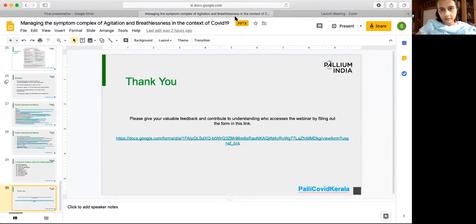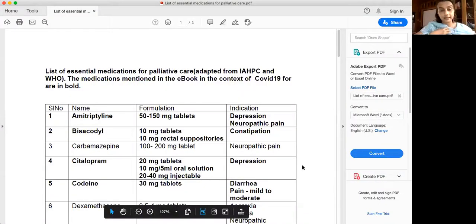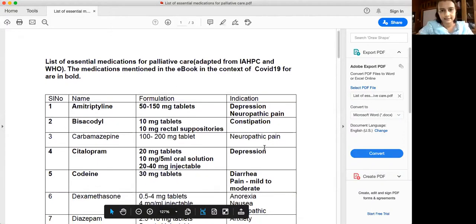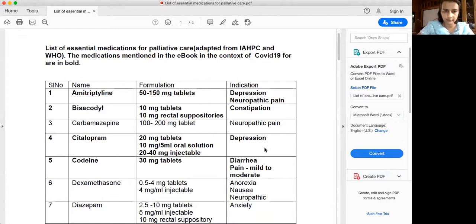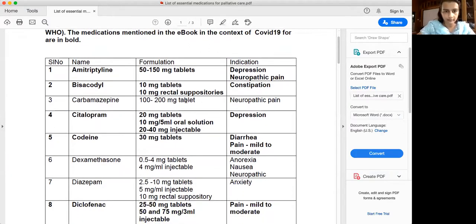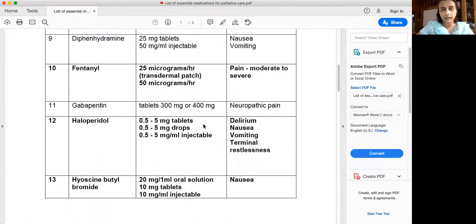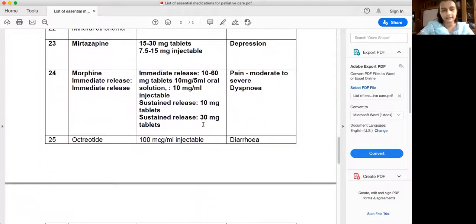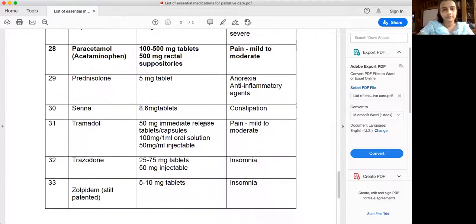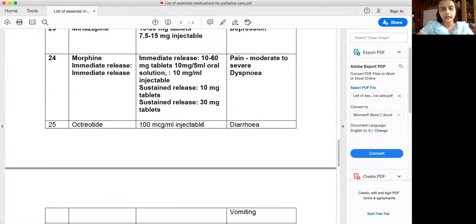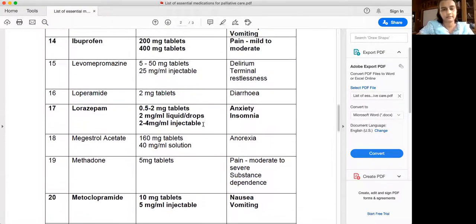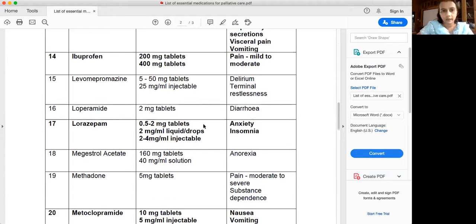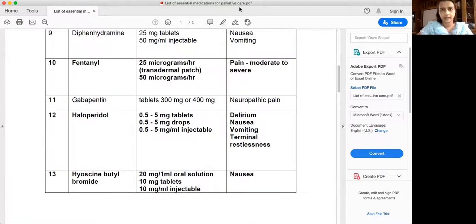Before I end, I would like to show you one more. As I mentioned, the ebook is in the second stage of revision. So we'll be adding something called the list of essential medications for palliative care. Now, this will be added to the next version of the ebook. So this is in the process, and all the medications in the ebook are in bold. So as I mentioned, the important medications needed for managing the symptom complex of breathlessness and agitation would be morphine, midazolam, so benzodiazepine, lorazepam, and haloperidol. So we're giving this list also just for reference, so that you know you can use it, and it's important that we make sure all these medications are available when we manage the patients with COVID-19. Thank you very much.